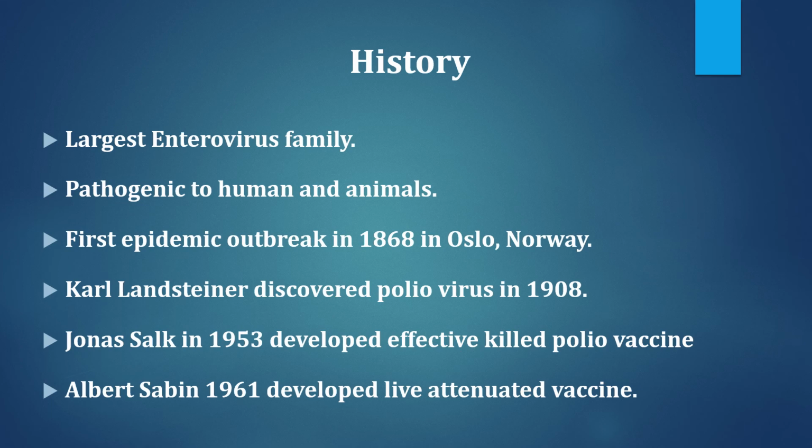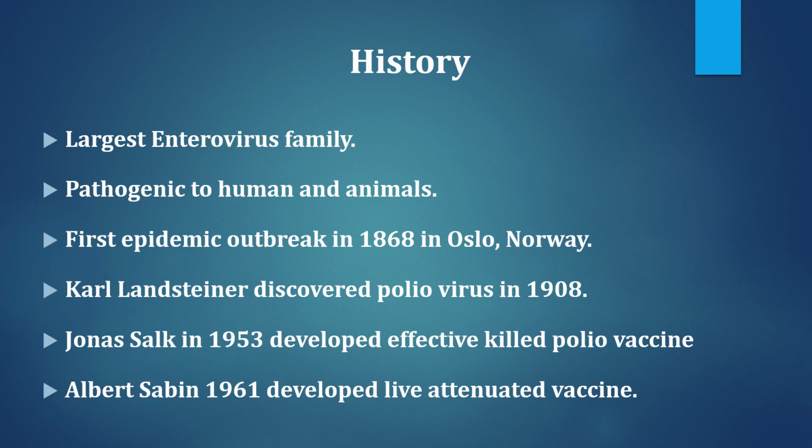Historically, the poliovirus infections have been observed from the 18th century. The polioviruses belong to the largest enterovirus family. The polioviruses are pathogenic to humans and animals. The first epidemic outbreak was observed in the year 1868 at Oslo, Norway, with 14 cases of poliovirus. After that, a number of epidemic outbreaks have been identified.